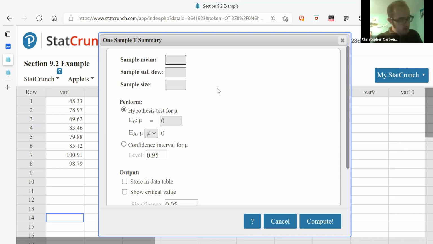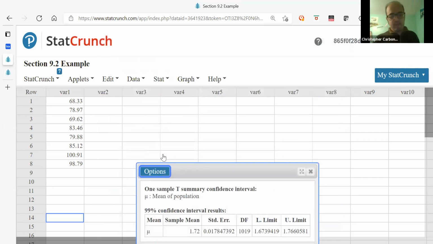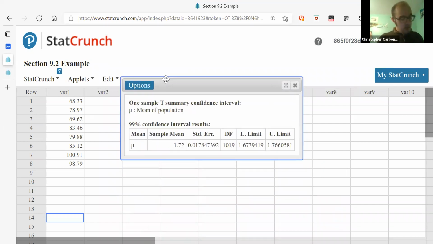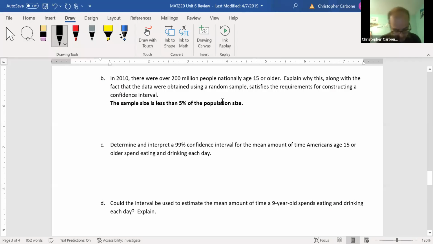The mean was 1.72 hours. Sample standard deviation of 57/100th of an hour. Sample size, this was 1,020. We want the confidence interval to be 99% confidence. So we are given this lower bound, 1.6739, and an upper bound of 1.7661. Let me just write that down, and then we can interpret it.